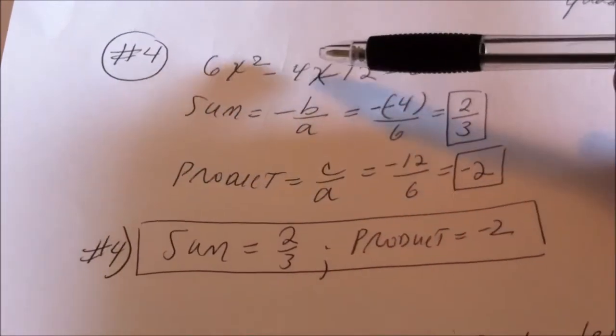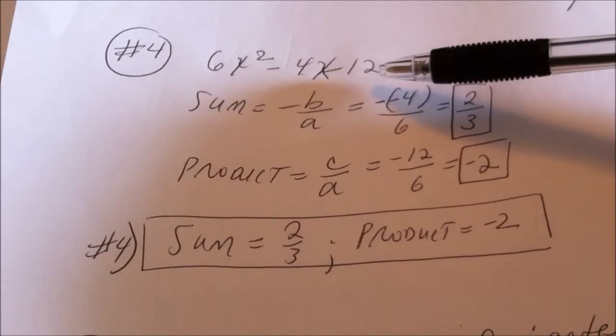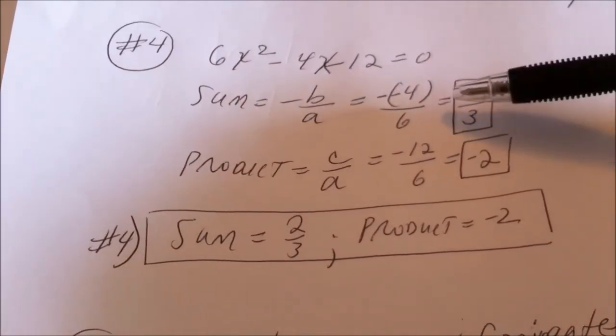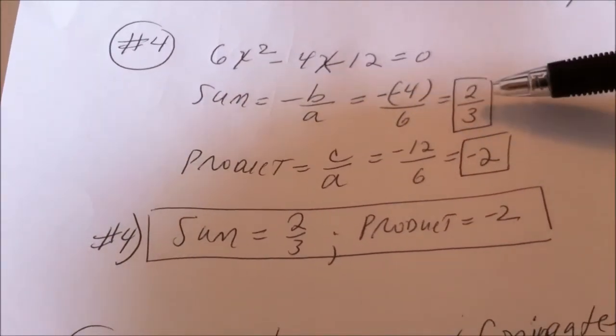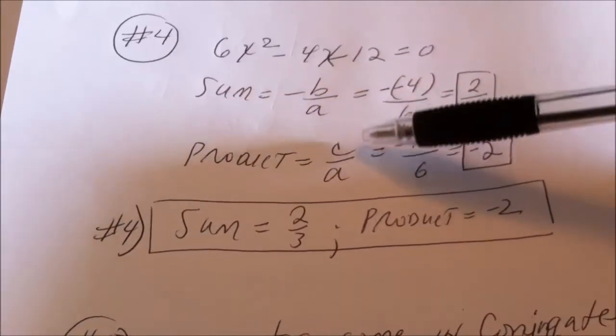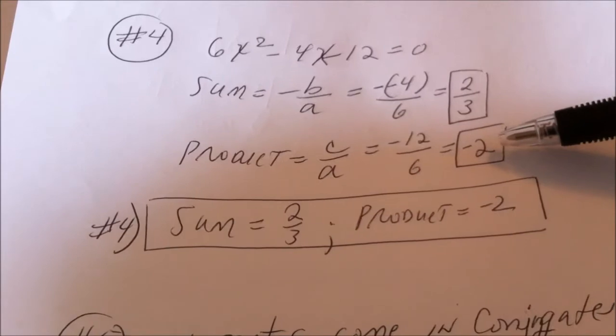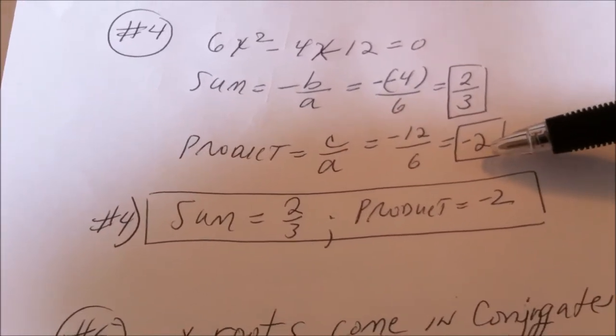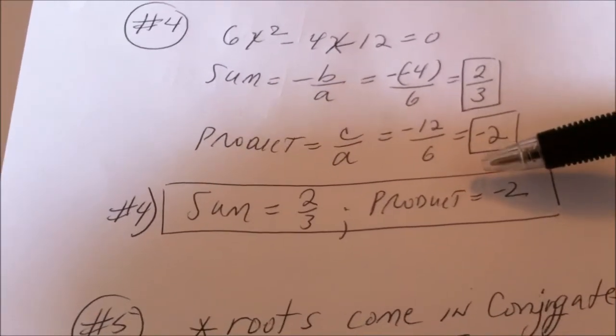To find the product, you do c over a. Here a is 6, b is negative 4, and c is negative 12. So negative b over a would be negative negative 4, which is positive, over 6, simplified to 2/3. The product is c over a, negative 12 over 6, which gives you a negative 2. So that's a simple type question.